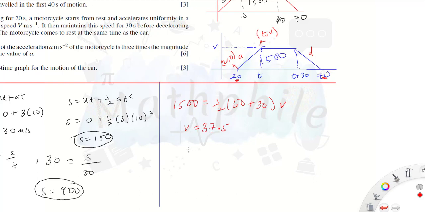Now let's go back to the question which said that the acceleration is 3 times the deceleration. So acceleration now, instead of v, I can now say that a is equal to the change in v, which is 37.5 minus 0, over t minus 20. Are you getting it? Okay, so this is 37.5 over t minus 20. Now let's find the deceleration. I found acceleration. Let's find deceleration.